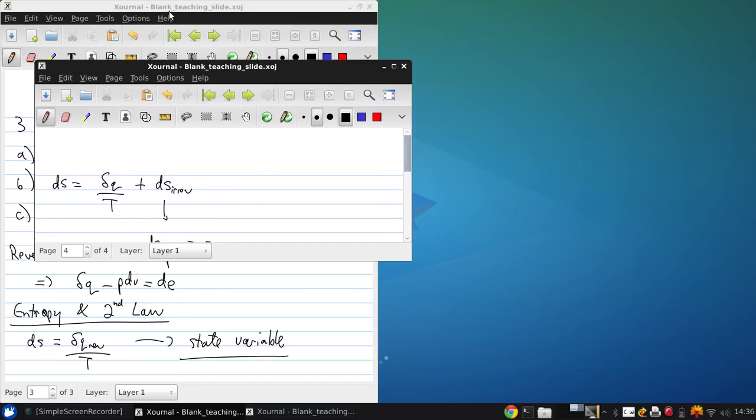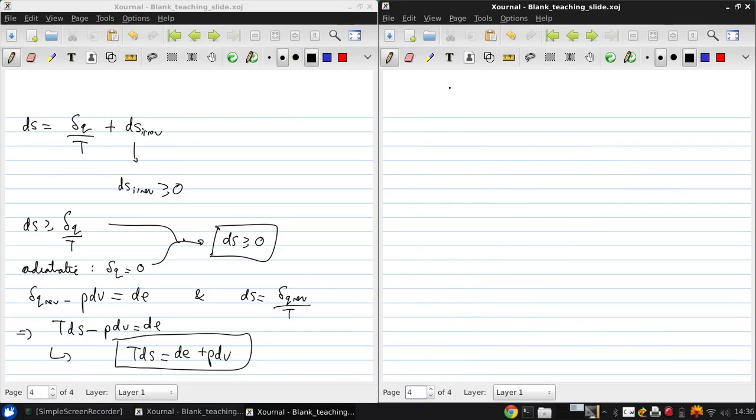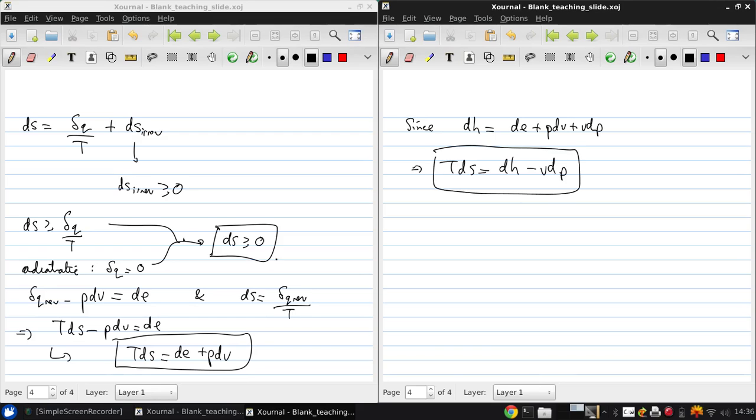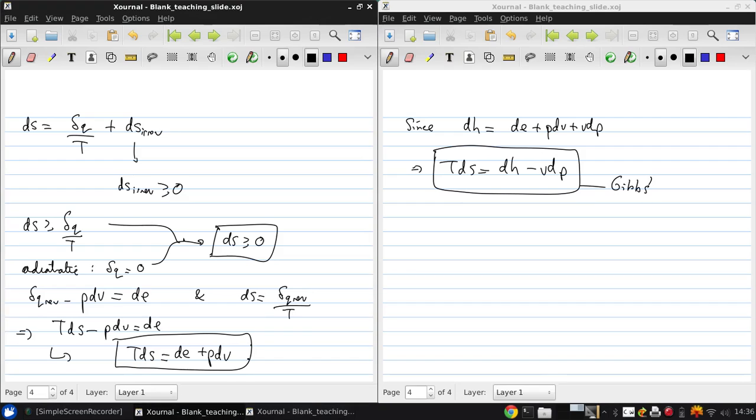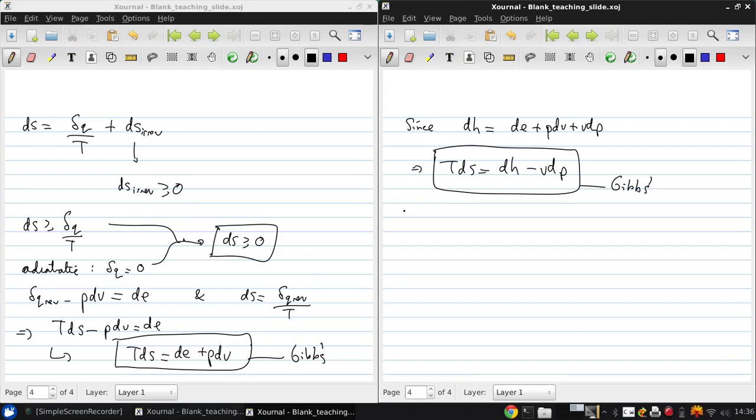And in addition, since the enthalpy change is dE plus PdV plus VdP from the product rule, then we get that TdS can also be expressed as dH minus VdP. So these two equations that I've put in boxes are known as Gibbs equations. And note that along the way, the reversible heat addition has dropped out of the equation. So in fact, these apply to all processes. These are often called the combined first and second law.